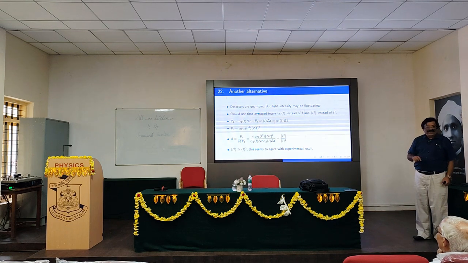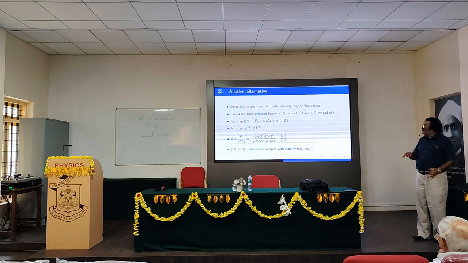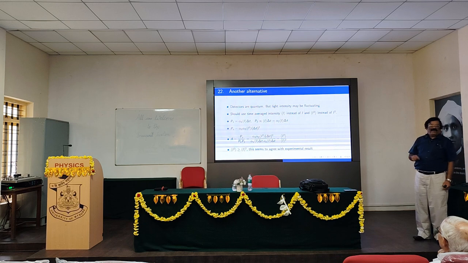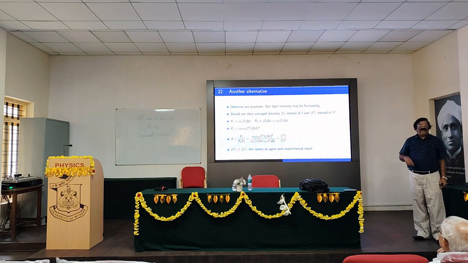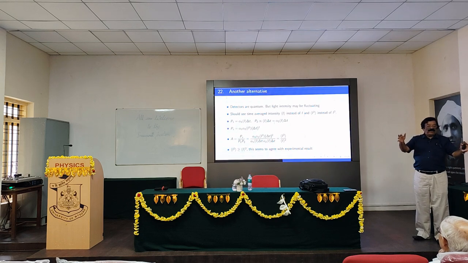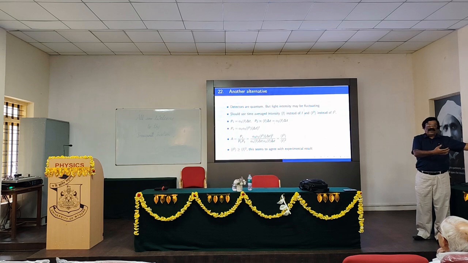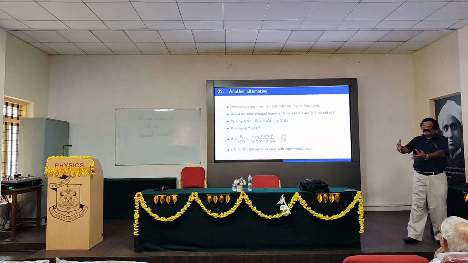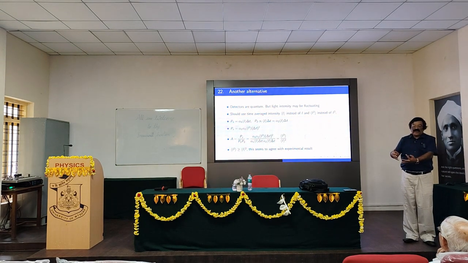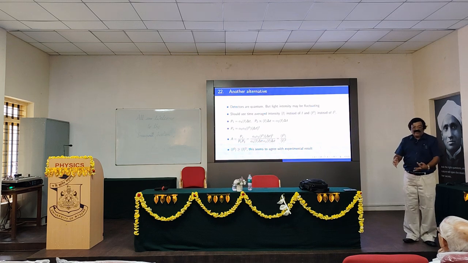Detectors are quantum. Let us stay with that. But light intensity may be fluctuating. So now there are so many things in the experiment we have to suspect. First, our aim is to find whether light is photon or wave, but there are devices about which we suspected. First we thought they are classical devices, it did not explain. They are quantum devices with atoms exciting, that also is not explaining. So the next thing is there is light, let us suspect light.